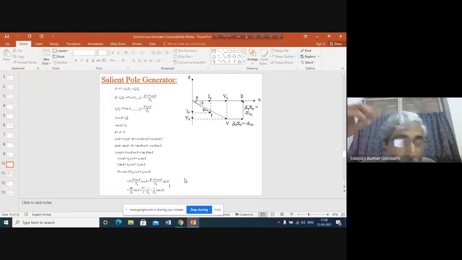Yes. What does it imply? Can you guess something, or compare something regarding the stability of these two machines, cylindrical rotor type and salient pole type? Since the stiffness is higher in the salient pole type machine, if I change delta by a small angle, then the change in P will be more compared to the change in P in the cylindrical rotor type machine.